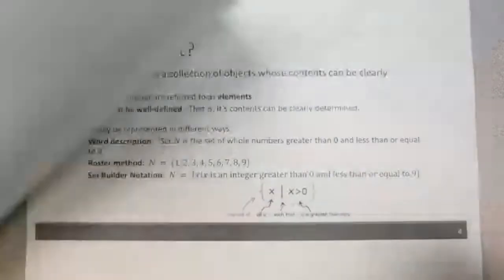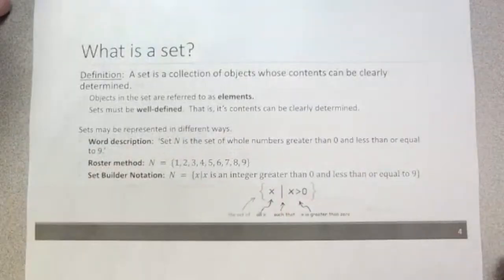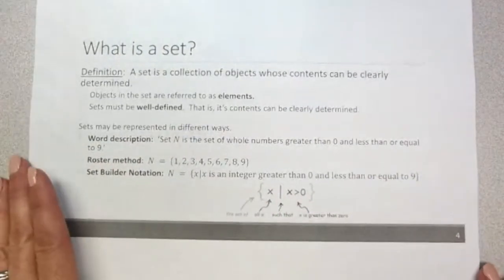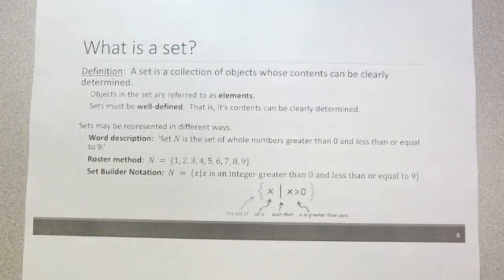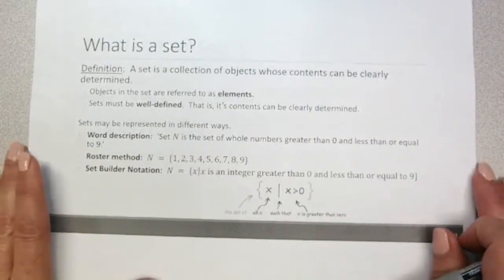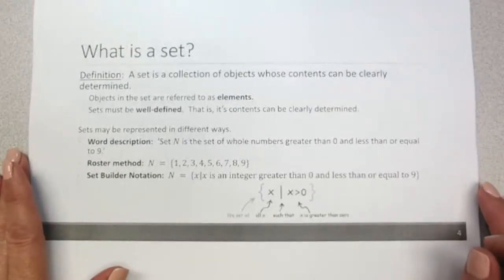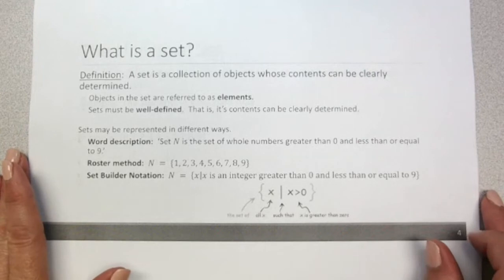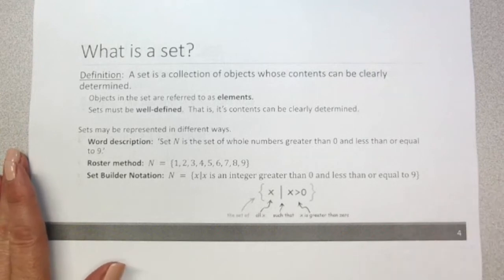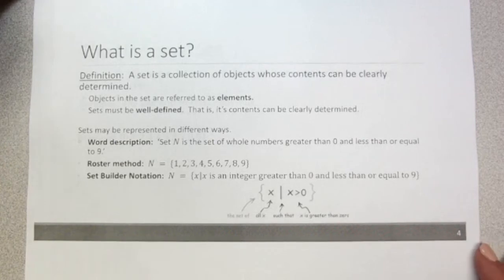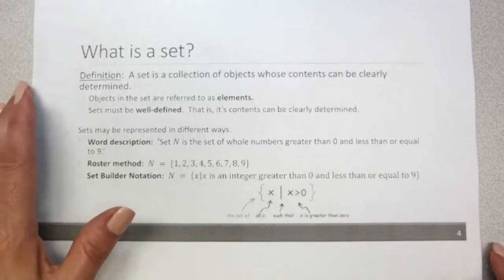Sets. Okay, we should start at the beginning. What is a set? A set is a collection of objects whose contents can be clearly determined. So we might say all the students currently enrolled in this class would be a set. We can define that as a set because if I were to look at the roster, I would clearly know which students were in this class and which students were not in this class.